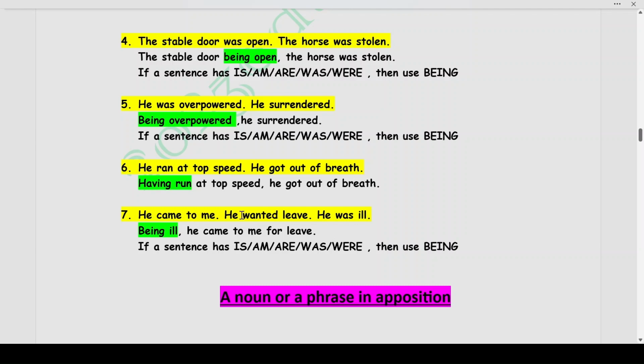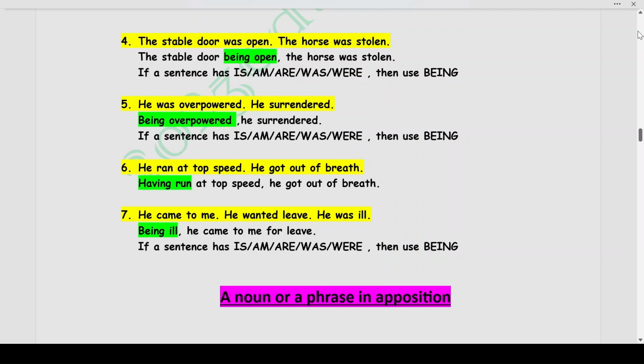This is how you can combine these three sentences. First, you will check whether the sentence has any is, am, are, was, were. If yes, then first change that sentence. Was will become being. So being ill. Next, what did he do? Because he was ill, he came for leave. Why did he come to me? Because he wanted leave. So being ill, he came to me for leave. He wanted leave becomes for leave. So if a sentence has is, am, are, was, were, then we use being.